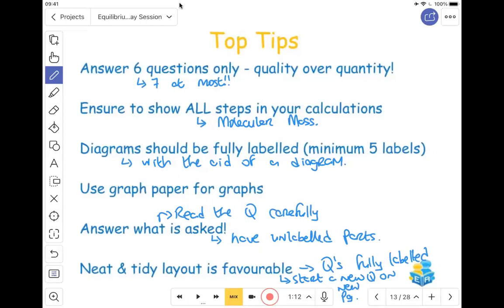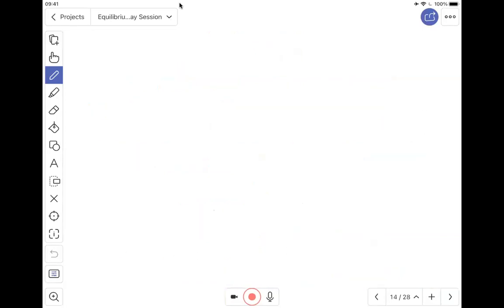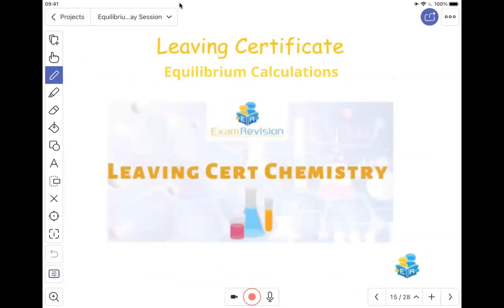Okay, so that's it for the exam paper layout. So what we're going to look at now is we're going to move on to part 2 of our session today. And part 2 of our session today is on equilibrium calculations. So I'm going to give you a brief background into the theory of equilibrium. We're not going to spend too much time on it. If you want more knowledge and background on the theory behind equilibrium, you can find lots of videos on the ExamRevision website, and I'll show you that before we finish off the session this afternoon.